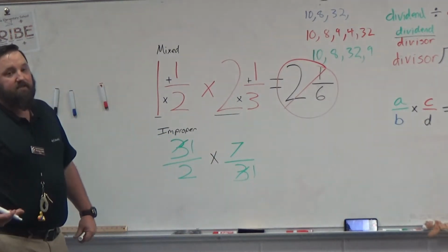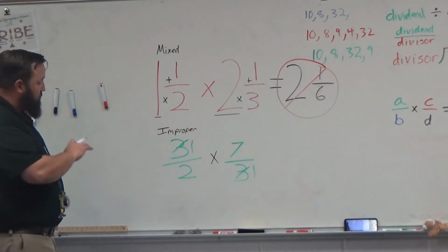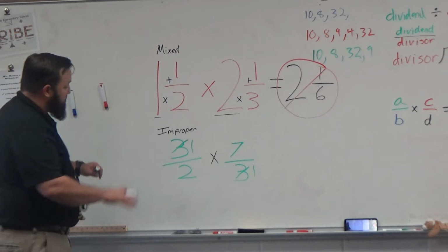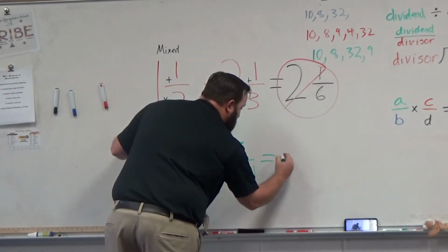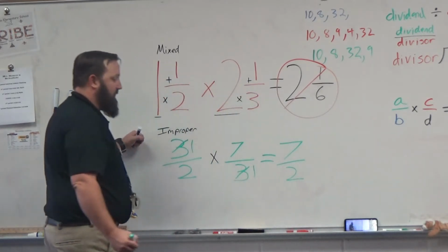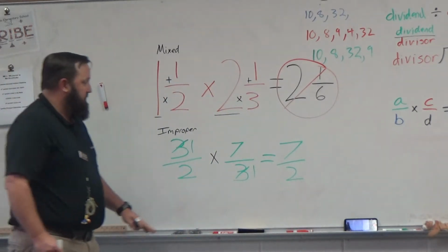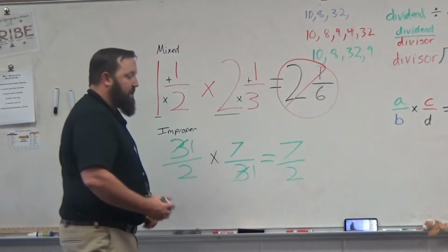Now remember, I said today, if you want to simplify at the end, you can. Alright? That would give you 21 over 6. But if I do it this way, I get 7 over 2. 7 halves.